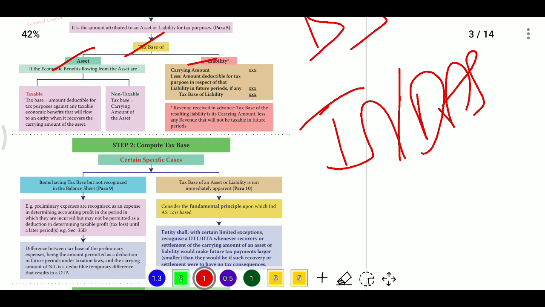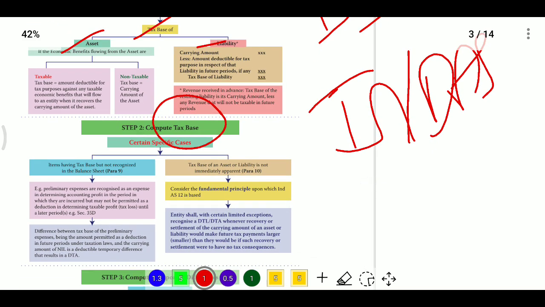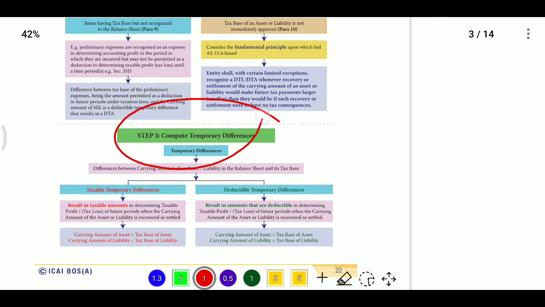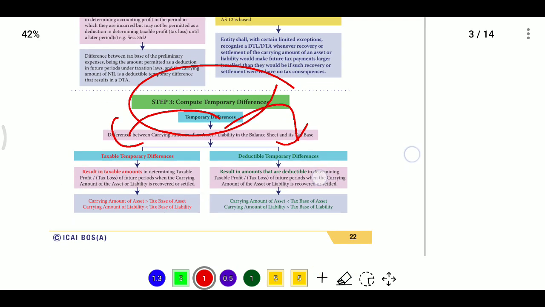Now tax base means the amount of the relevant asset or liability that would appear in the income tax balance sheet if it is prepared as per income tax. Now the temporary difference: we get the temporary difference between the carrying amount and the tax base. This temporary difference is either a taxable temporary difference or a deductible temporary difference. Taxable temporary difference means what?